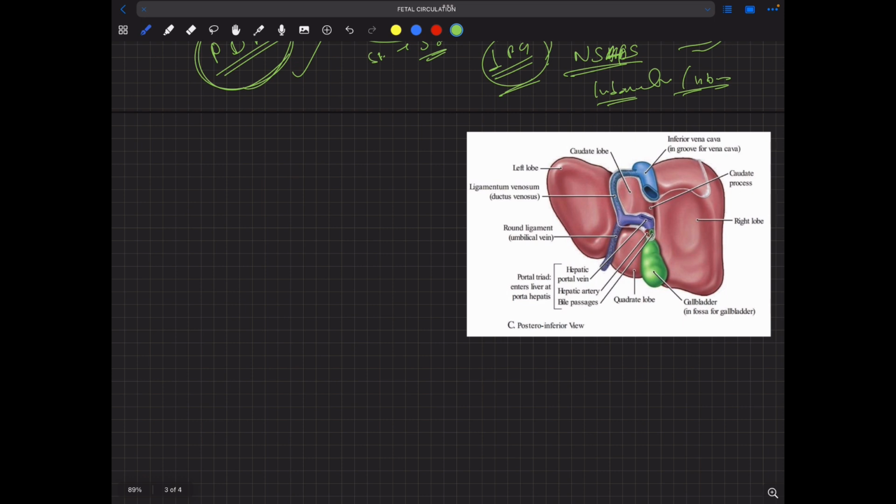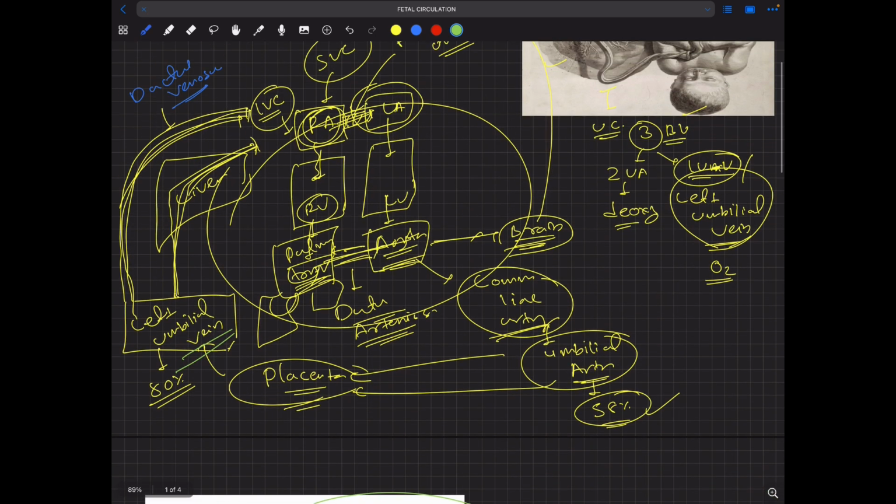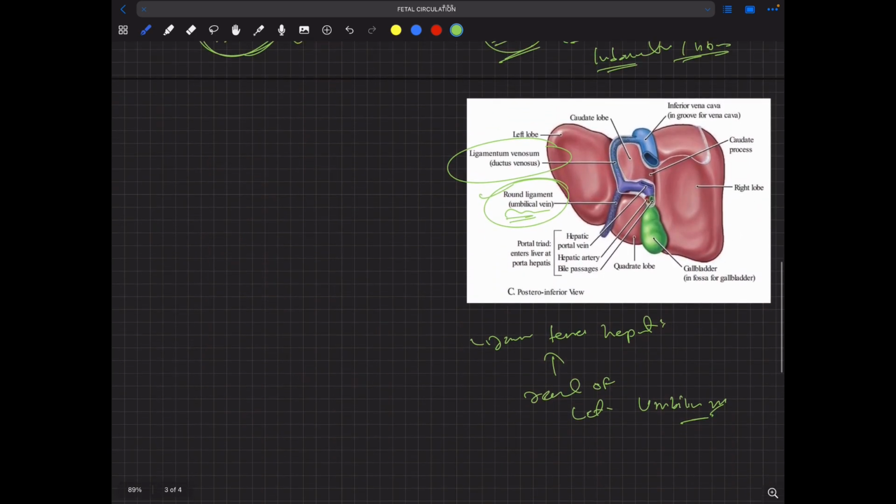It is the inferior part of the falciform ligament, and this is the round ligament, also known as ligamentum teres hepatis. So what is this? This is the remnant of the left umbilical vein. And what is ligamentum venosum? This shunt, ductus venosus, becomes ligamentum venosum. So ductus venosus becomes ligamentum venosum.